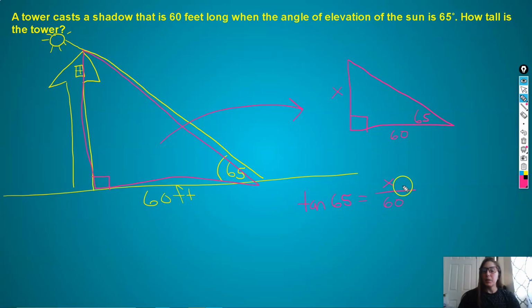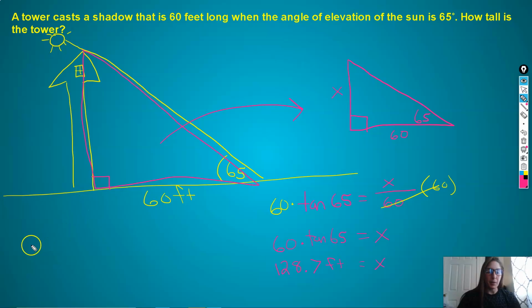Okay, so I want to solve this for x. The first thing I want to do is get rid of the 60, so I'm going to multiply both sides by 60. Doing that, these 60s knock each other out, so I get an x on the right. And on the left, I get 60 times the tangent of 65, which we're going to throw into a calculator. I'm going to round it to one decimal place, so we'd have 128.7 feet.